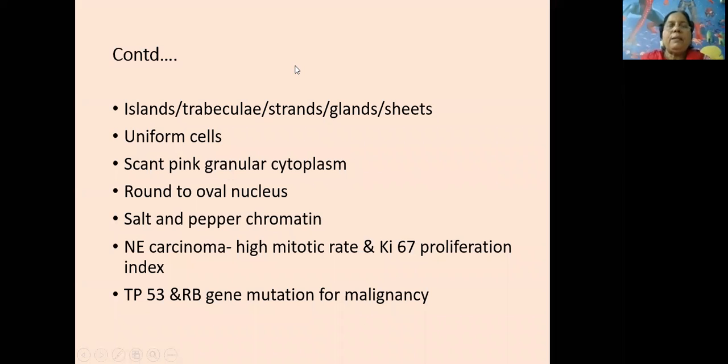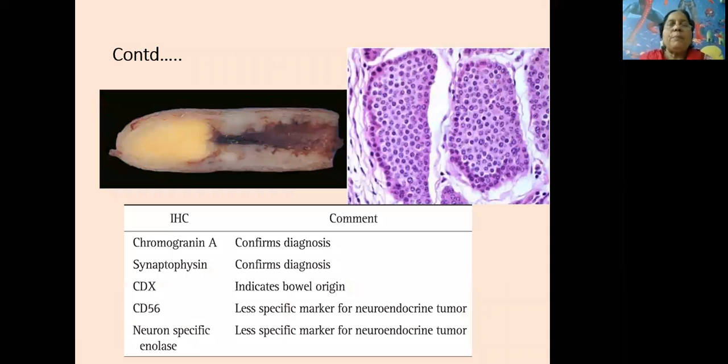I haven't put malignancy here. So when do they progress to carcinoma? When there is a high mitotic rate and the Ki-67 proliferative index is increased, it is neuroendocrine carcinoma, or when infiltration is there. And how does the benign tumor progress to malignancy? Through mutations: TP53 mutation and RB gene, all tumor suppressor gene mutations, leading to malignant progression.